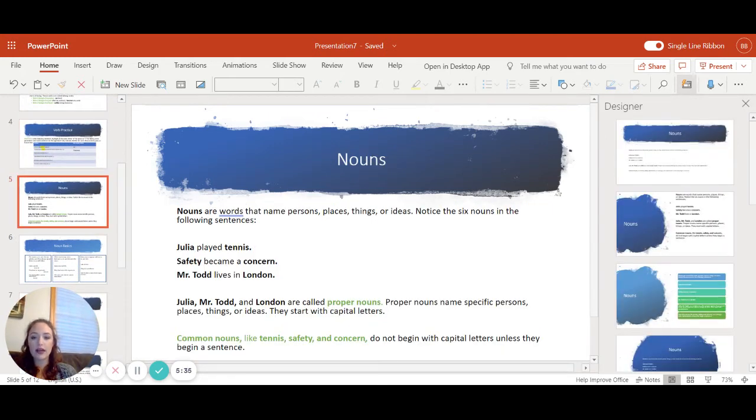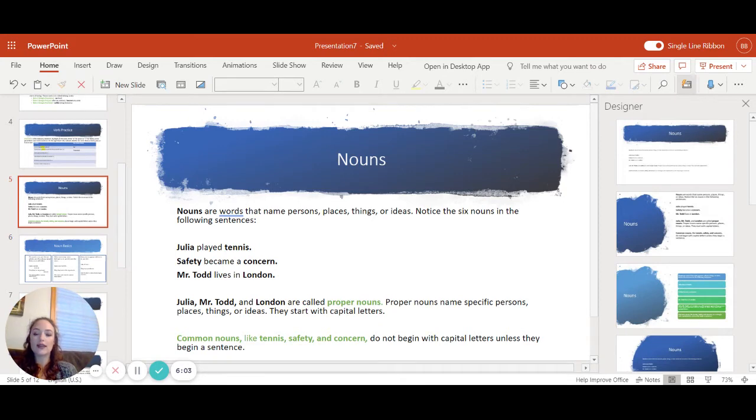Alright, so after you have completed your verb practice, we're going to move on to nouns. Nouns are words that name persons, places, things, or ideas. Notice the 6 nouns in the following sentences. Julia is a person. She played tennis, right? That's a person and a thing. Safety, a thing, becomes a concern, okay?